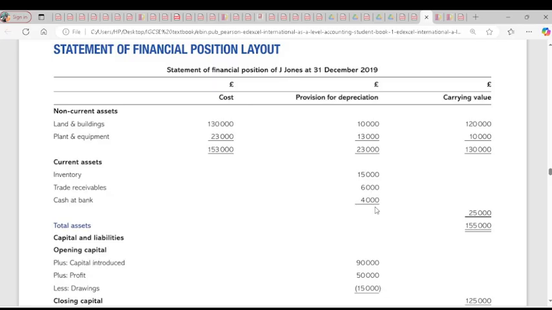Is it clear? So the total capital and liabilities must equal the total assets, because assets equal capital plus liabilities. So the value of your assets must be equal to the total of the liabilities and capital. Okay. So that takes us to activity 11.